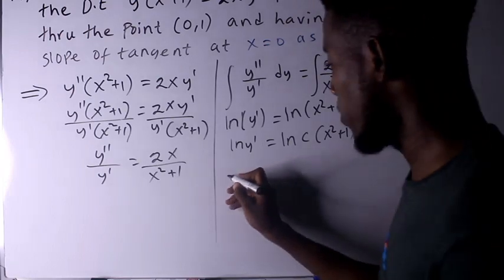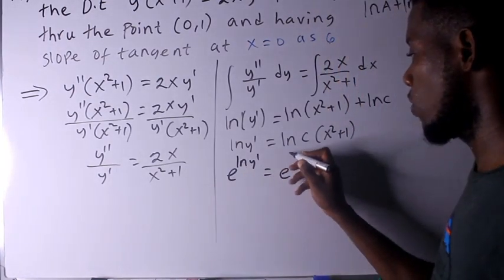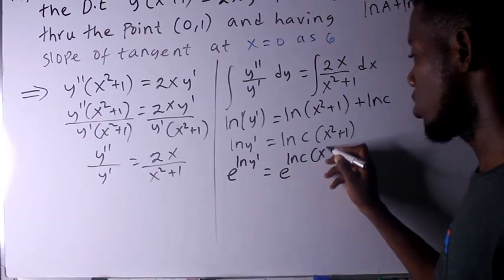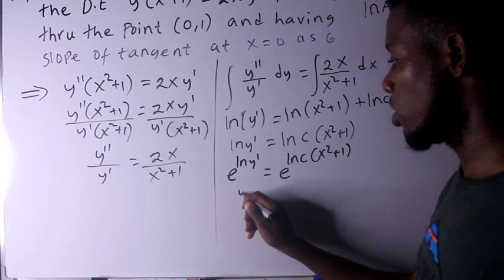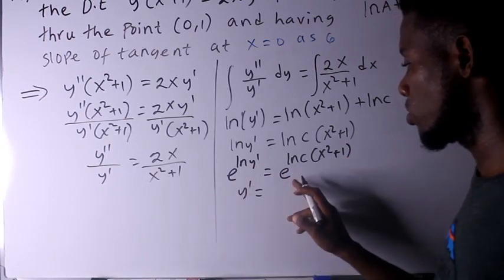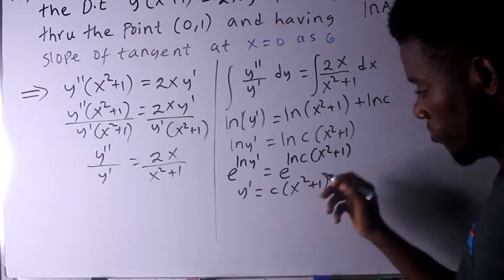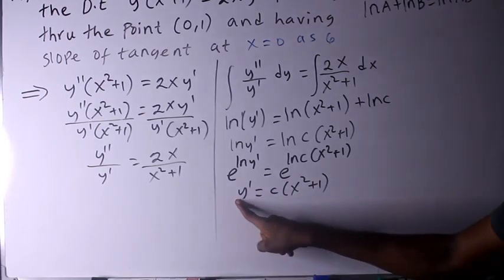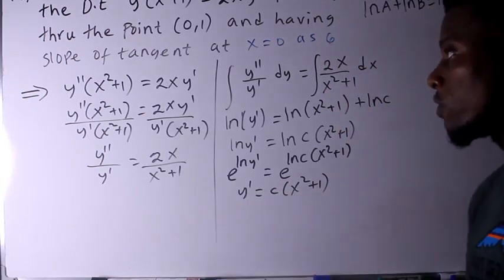We have e raised to the power of the ln of y prime is equal to e raised to the power of the ln of c times x squared plus 1. So e raised to the ln of anything is just that thing. So y prime is equal to c times x squared plus 1. Now, this is the derivative y prime, so this is the derivative of the function.